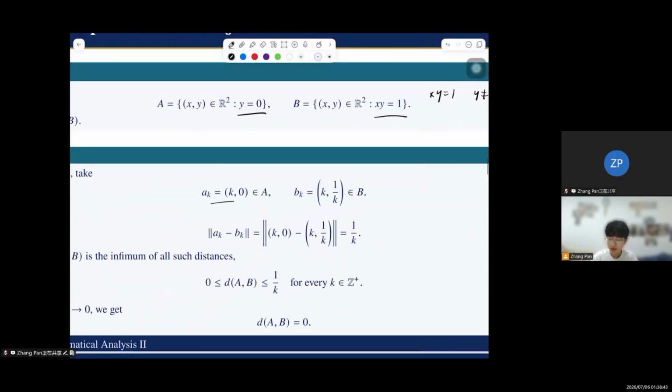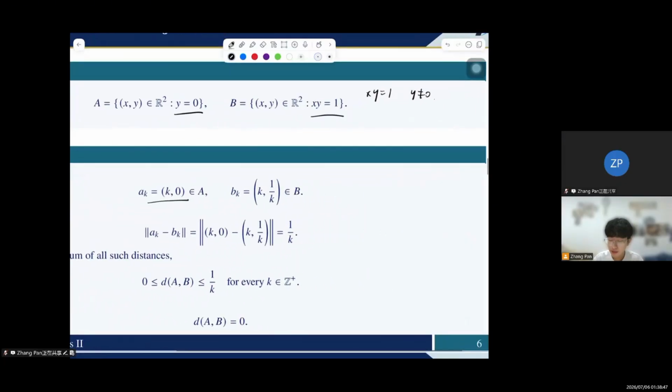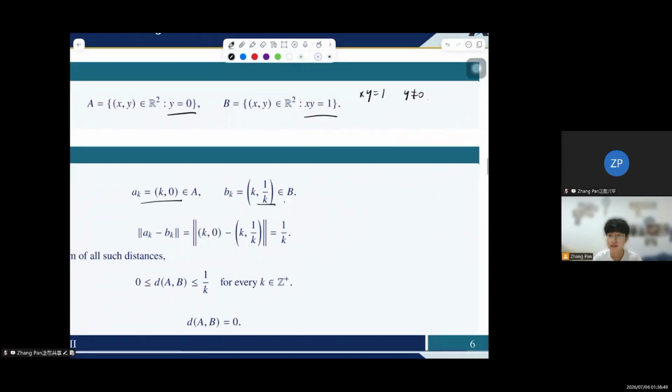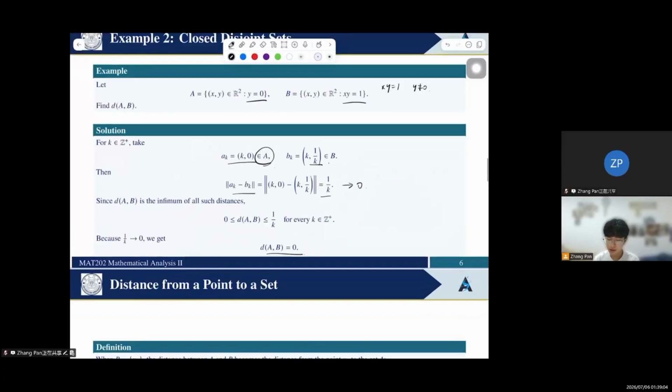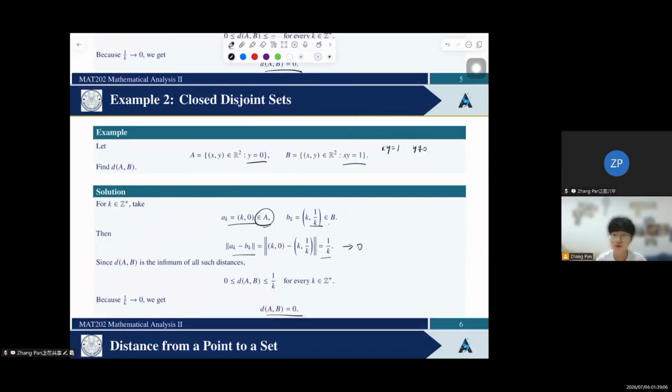Take a_k equals (k, 0) and b_k equals (k, 1 over k). So this product is 1, so b_k is in B and a_k is in A. We can calculate their distance is 1 over k. Similarly, when k goes to infinity, 1 over k is close to 0. So the distance between A and B is 0. So we can see that for closed disjoint sets, the distance between the sets can also be 0.